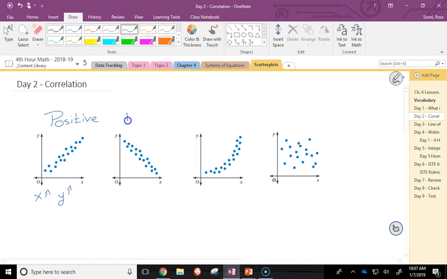Negative. It is a negative correlation. We read left to right still. Negative correlation: when x gets larger, y decreases. And remember, x is always getting larger because we read left to right. So we go on our x-axis, and when we're going to the right, our x is getting larger.